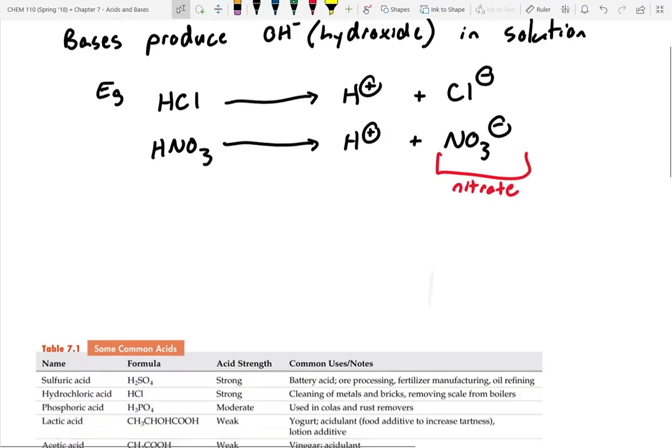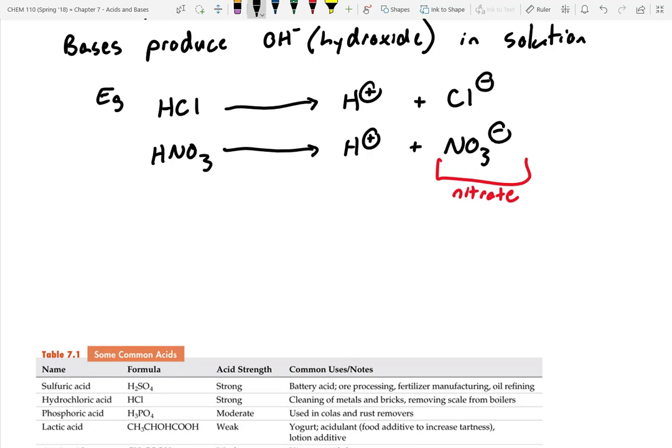All right, let's do the same thing with bases really quick. All right, let's say we've got sodium hydroxide. That's one of our classic bases. We know it's a base, so we're going to get OH- out. And what's going to be left over this time? Sodium. And sodium must have a positive charge to counteract that negative charge from the hydroxide.